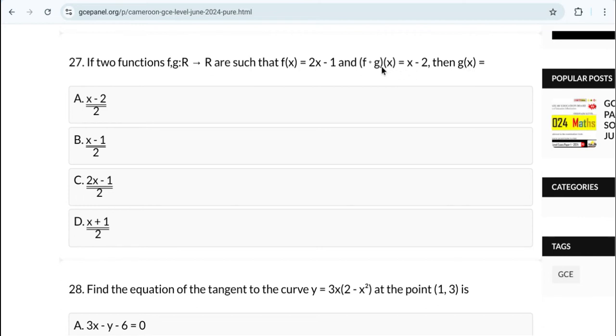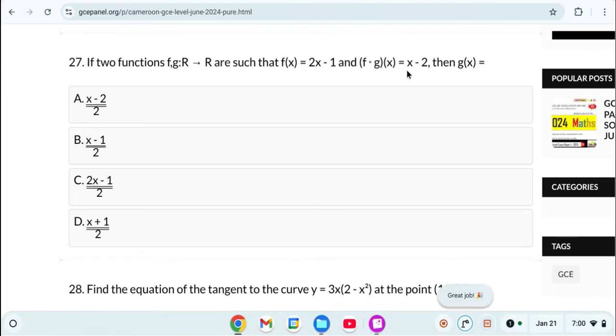So here we obtain f of g of x by substituting the function g in f. Therefore, f of g of x is equal to x minus 2. It is also equal to 2g of x minus 1. So from here, 2g of x minus 1 should be equal to x minus 2.